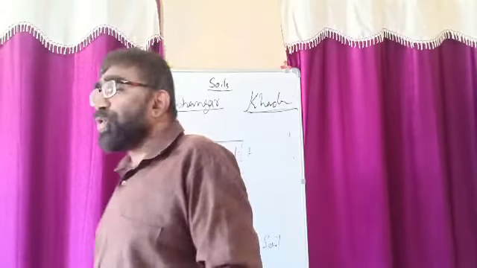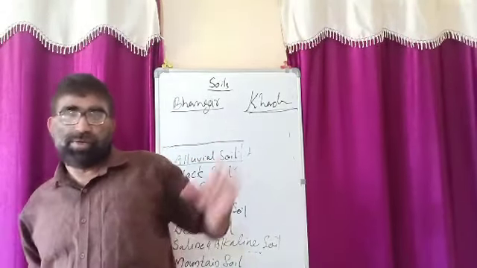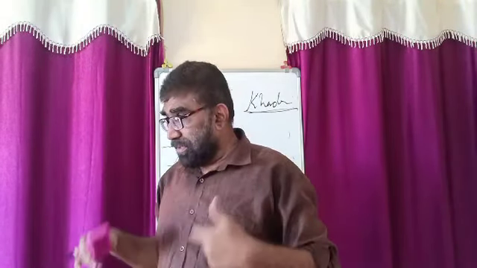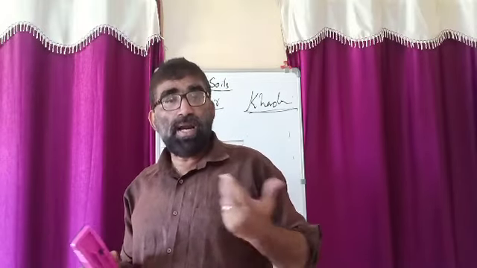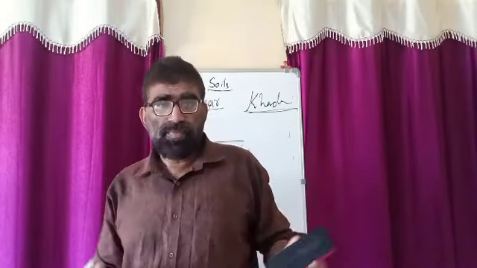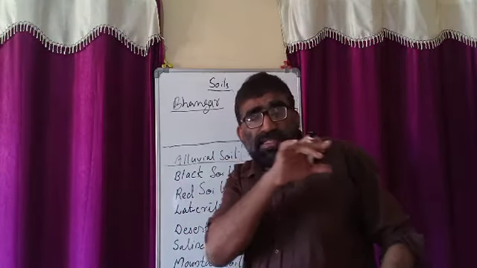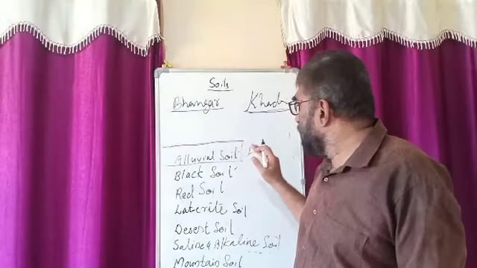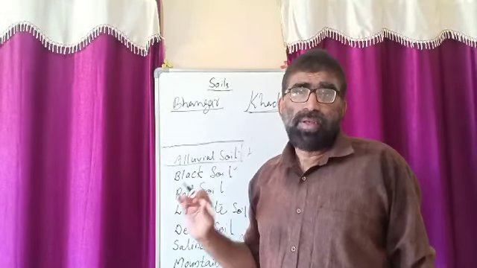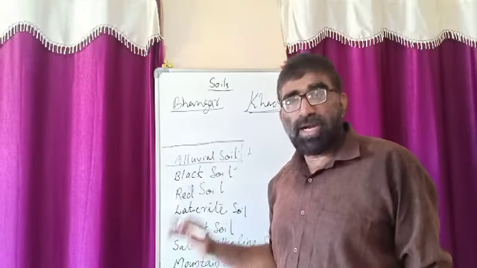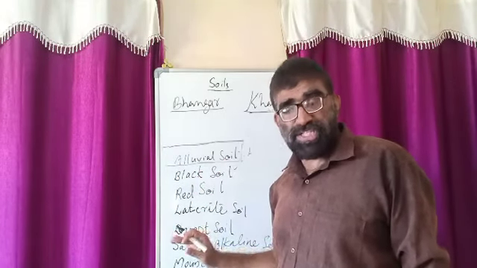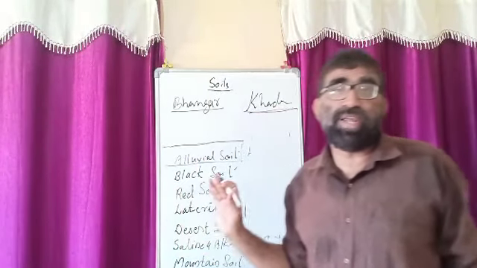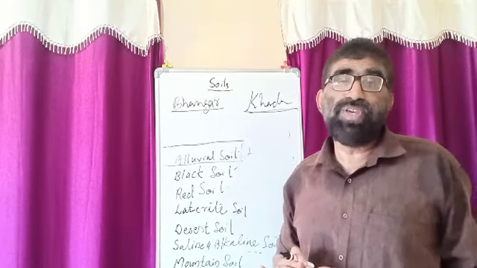And alluvial soil is mainly found in India in the northern plain: Punjab, Haryana, Delhi, UP, West Bengal, Bihar, and Assam. These are the states where we will see this alluvial soil. And in the southern part we will see it in the coastal areas of Odisha, West Bengal, Andhra Pradesh, Tamil Nadu, and Kerala. In these areas, in the eastern coastal plain also, we will see this alluvial soil.